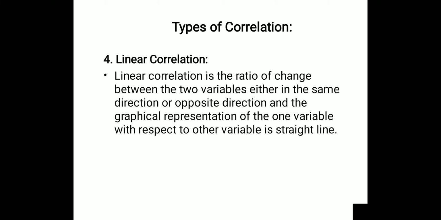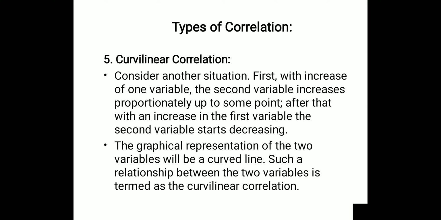The next one is linear correlation. Linear correlation is the ratio of change between the two variables either in the same direction or the opposite direction, and the graphical representation of one variable with respect to the other variable is a straight line. When one variable increases, the other variable also increases. That is, when a direct relationship between the two variables exists, we can call it a linear correlation.